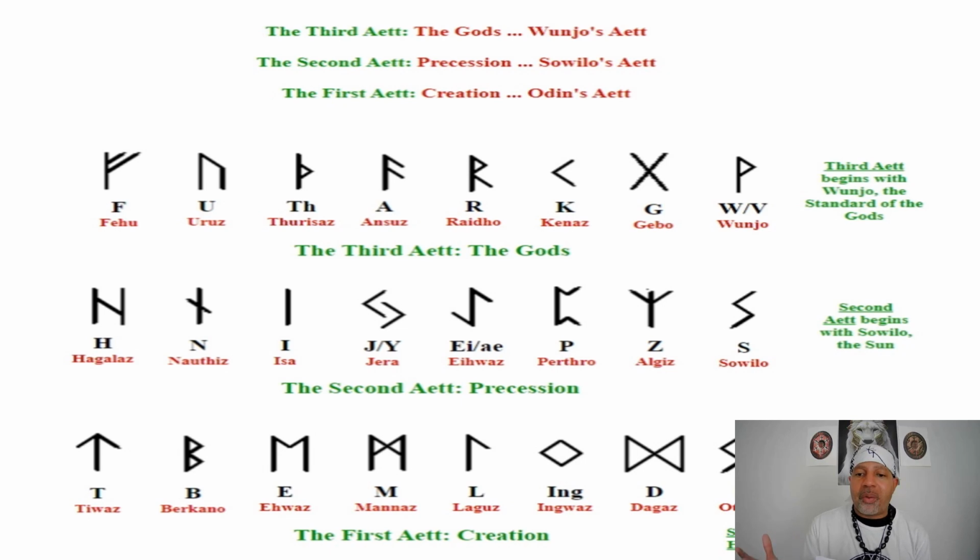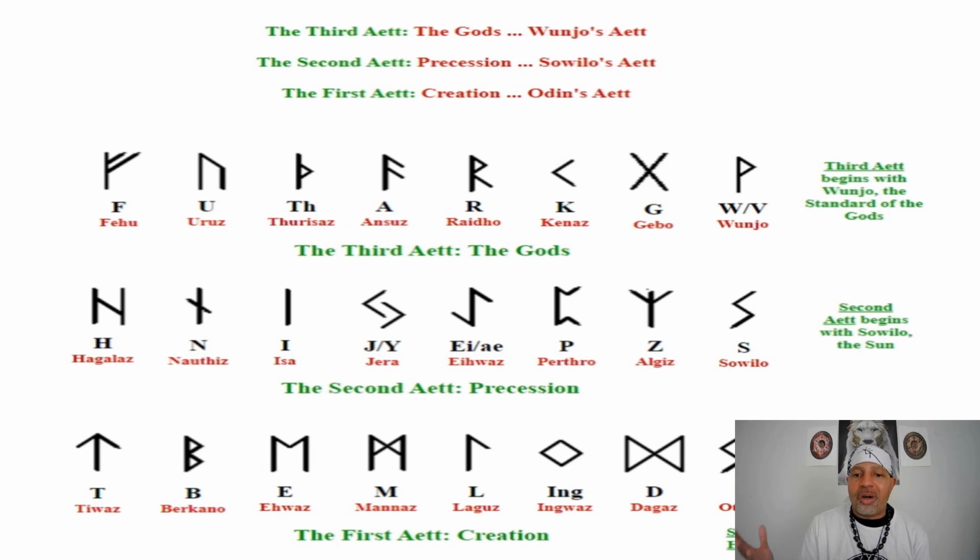From the Egyptian perspective, we're going to start with the Odin's Aetts, which represents creation. And they're read from right to left from the Egyptian perspective, instead of from left to right as in the Norse tradition. In the Egyptian perspective, you start with Odin's Aetts. You know what I'm saying? This Odin's Aetts represents creation.